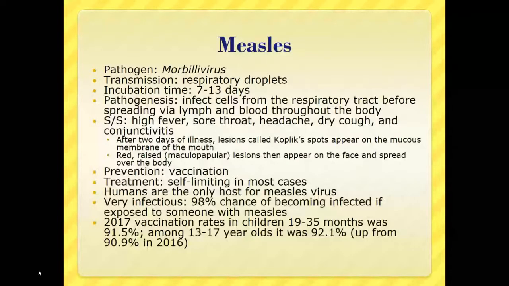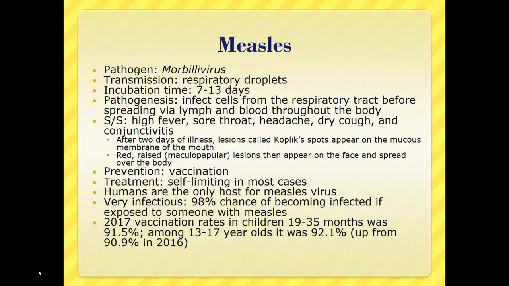So the next one that we're going to look at, you think, it doesn't really seem like a respiratory illness, is measles. We consider measles a respiratory illness because it is spread through respiratory droplets. And it does kind of start out with some of those respiratory symptoms, sore throat, dry cough. So measles, the characteristic sign of measles is a red raised rash that appears on the face and then all over the rest of the body. This is called a maculopapular rash because it is raised.